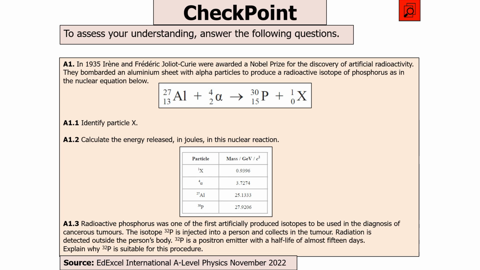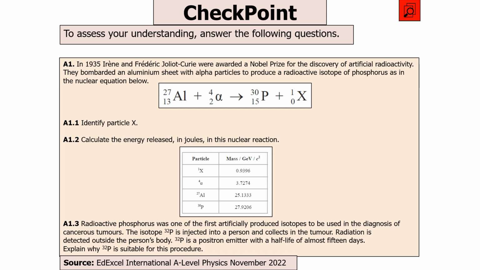In the next question, in 1935, Irene and Frédéric Joliot-Curie were awarded a Nobel Prize for the discovery of artificial radioactivity. They bombarded an aluminium sheet with alpha particles to produce a radioactive isotope of phosphorus as in the nuclear equation below. Identify particle X, calculate the energy released in joules of this nuclear reaction, and then radioactive phosphorus was one of the first artificially produced isotopes to be used in the diagnosis of cancerous tumours.